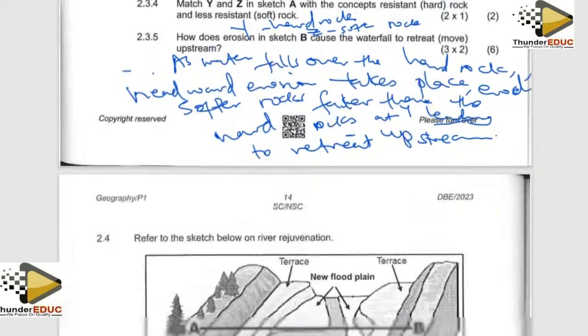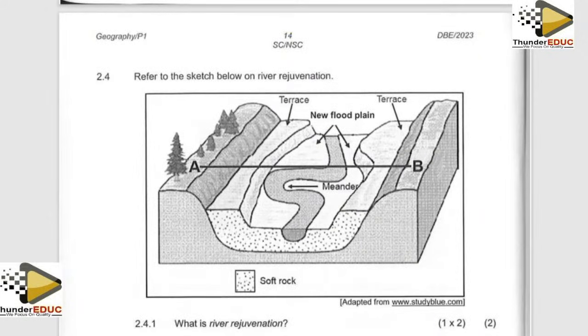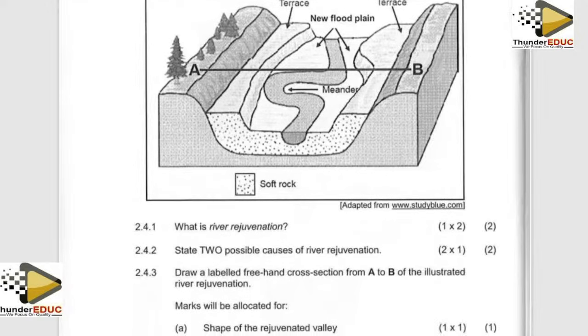Refer to the sketch below on river rejuvenation. We can have the terraces. You can see the terraces here. You can see the new valley, meaning that this is the old valley, and this is the new valley that is formed in the old valley. It is this river that is meandering, flowing in that direction. There is A and there is B. Here it is indicated that the rocks here are a bit softer.